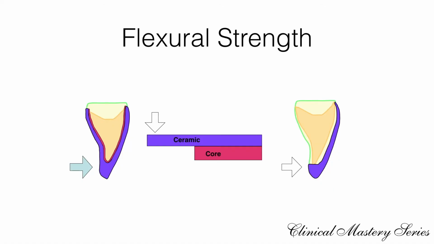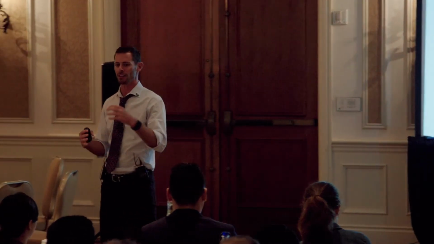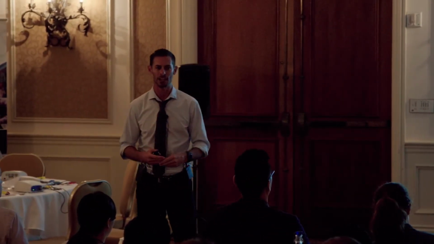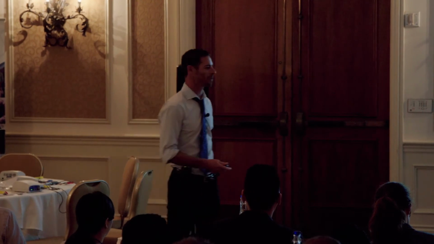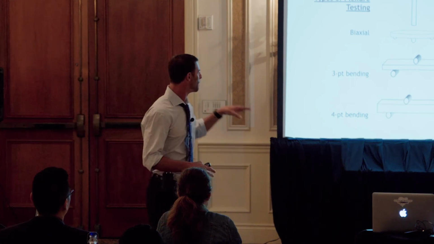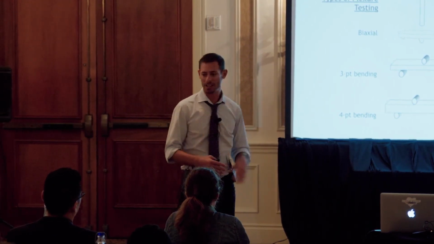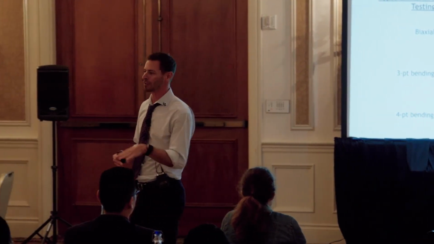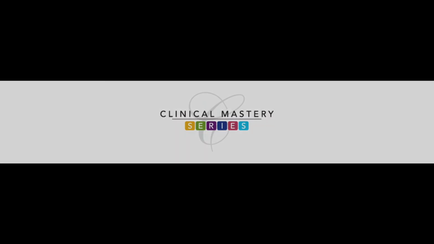Flexural strength is the flexing of the ceramic, and this is the most commonly compared strength test between the different ceramics to tell which one's stronger. Which one am I going to use in what situation? There are different types of flexural strength tests, so when you hear manufacturers talk about the flexural strengths of their materials, you have to know how they were tested. There's biaxial, 3-point bending, and 4-point bending. The more bends you put to it, the higher the amount of stress, and the lower the reported flexural strengths.